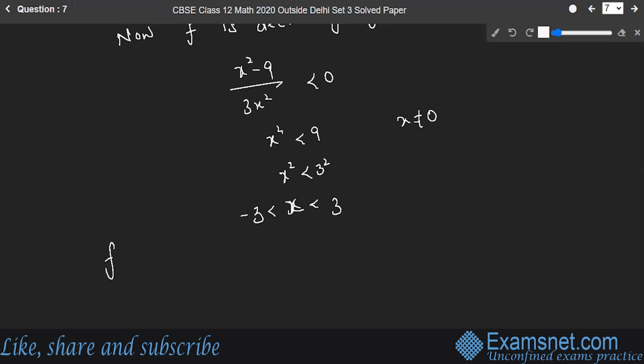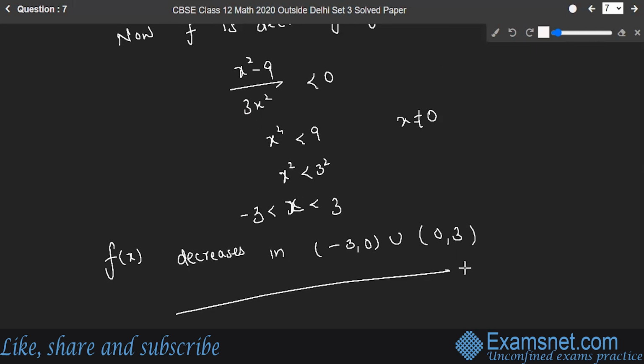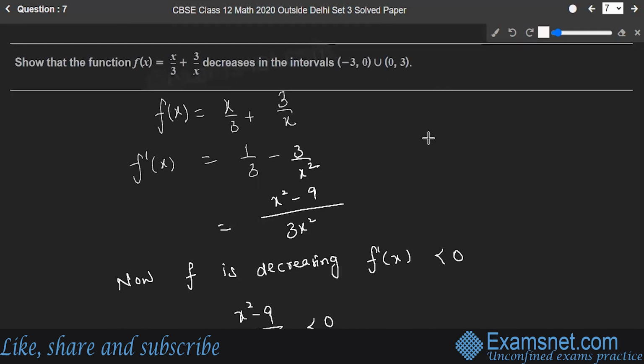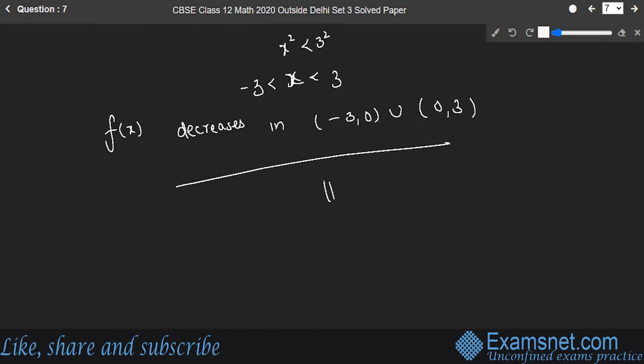Therefore, f(x) decreases in (-3, 0) union (0, 3), right? That's it. So this is hence proved. Hope you got that. Let's move to the next question now.